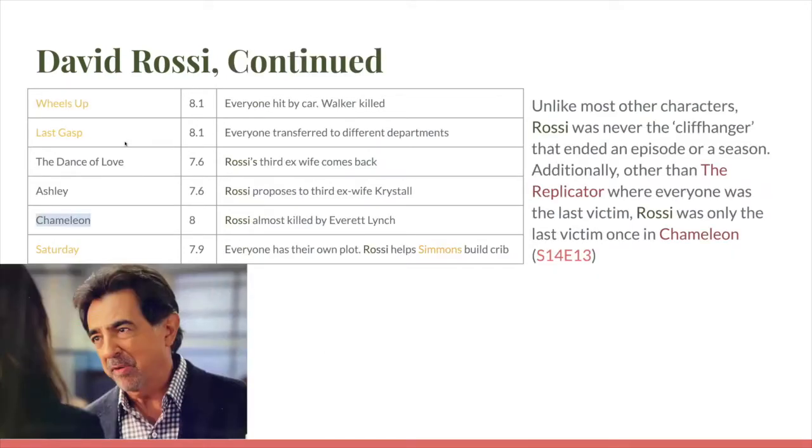In Last Gasp, everyone's transferred to different departments, and Rossi is put into retirement. And in Chameleon, when they introduce Everett Lynch, Rossi's almost killed by him, but Lynch ultimately chooses not to kill him. And unlike most other characters, Rossi was never the cliffhanger that ended an episode or a season. And additionally, other than the replicator where everyone was last victim, Rossi was only the last victim once in Chameleon.